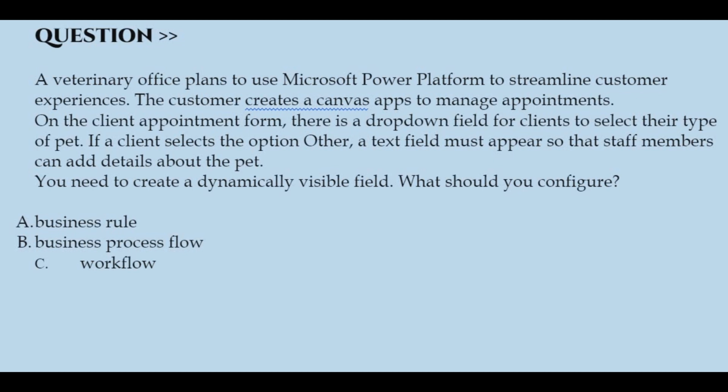What should you configure? Option A, business rule. Option B, business process flow. Option C is workflow. Correct answer is option A.